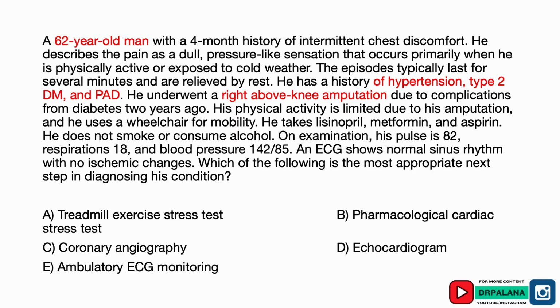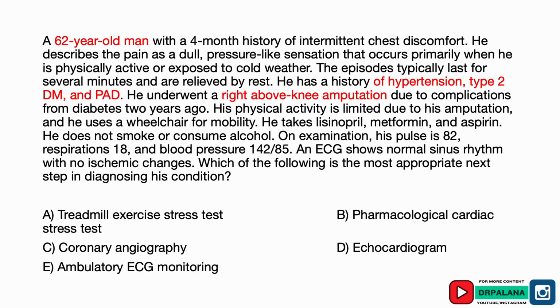A. Treadmill exercise stress test. B. Pharmacological cardiac stress test. C. Coronary angiography. D. Echocardiogram. Or E. Ambulatory ECG monitoring. The correct answer is B.